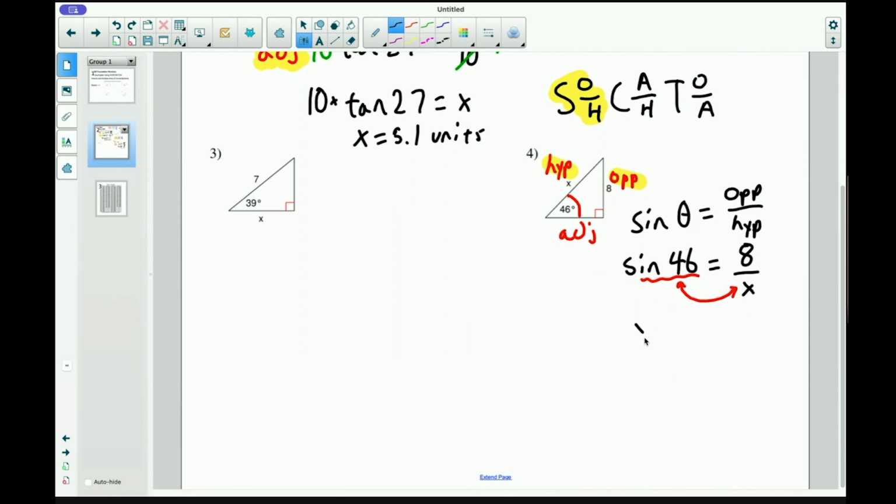So we end up with x, because we swapped it, is equal to 8 divided by sine 46. So I go into my calculator, 8 divided by sine of 46. That's going to give us x is equal to 11 point, it says 1, 2, so 11.1 units.